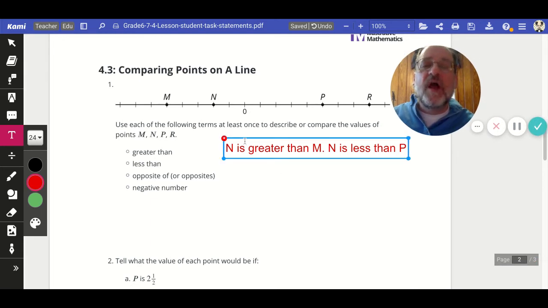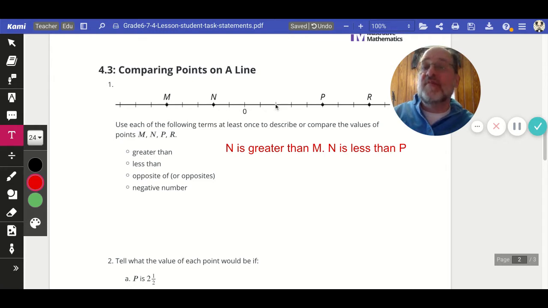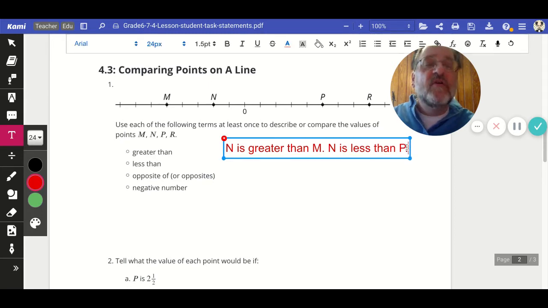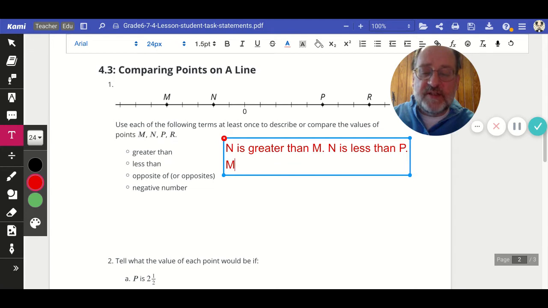Opposites of. What are opposites here? Let me count here. So n is 2 spaces away, and there's nothing that's 2 spaces on the other side of 0, so I can't talk about that. M is 1, 2, 3, 4, 5 spaces away. Oh, m and p are opposites because they're the same distance from 0 on opposite sides.